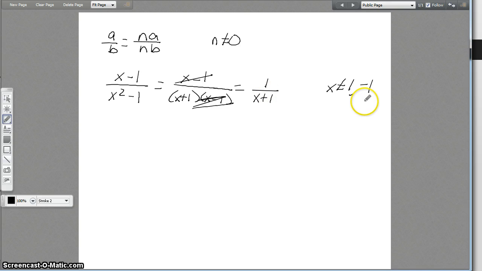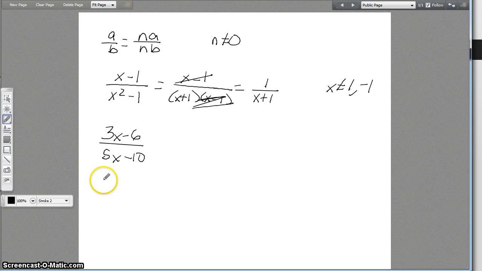Now, we still can't have x ever equal a positive 1, because if x equals a positive 1 in our original equation, we will end up with 0 in our denominator. So x cannot equal a positive 1 or a negative 1 ever for this equation. Let's try a different one. What if we have 3x minus 6 divided by 5x minus 10?